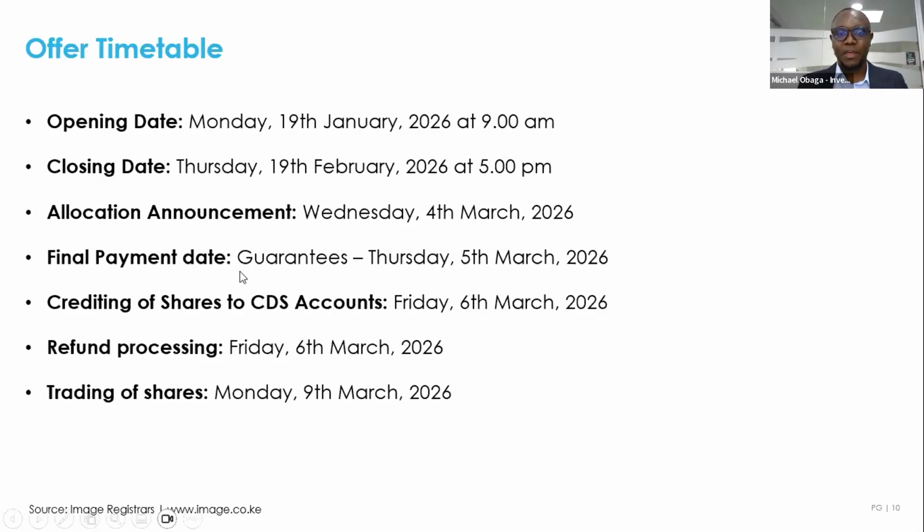We also have the announcement of results that will be on the 4th of March. The final payment date should be the 5th of March, 2026. Crediting of shares will be done by the registrars, I think in this case it's Image Registrars, on the 6th of March. Now that entails crediting of shares into your individual or company CDS accounts. And then lastly, the refund should be done on the 6th of March. Should we have an oversubscription, then if your bid was not successful, you expect a refund, and that should be done on the 6th of March, 2026.